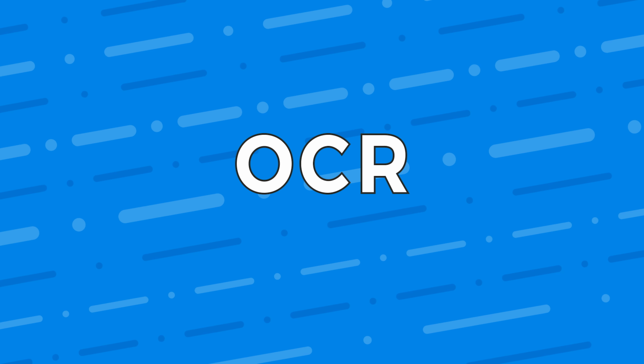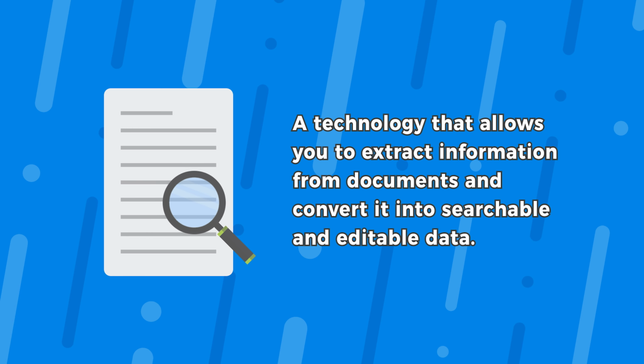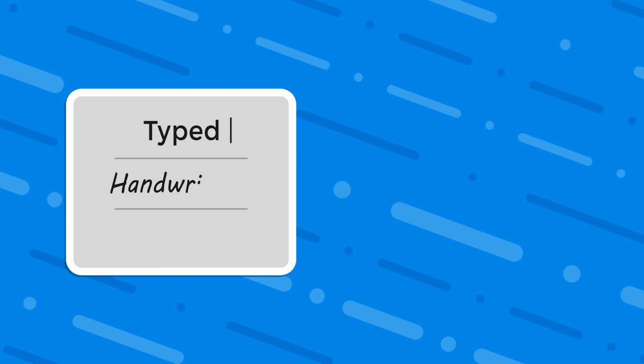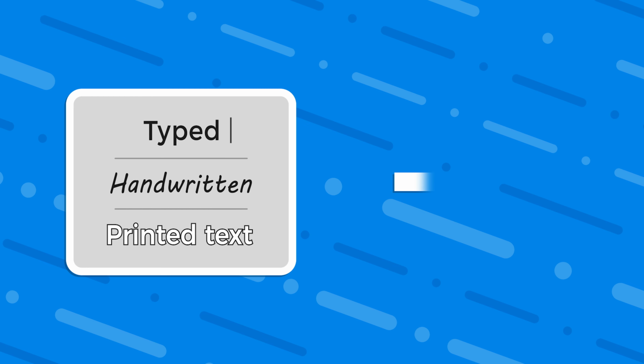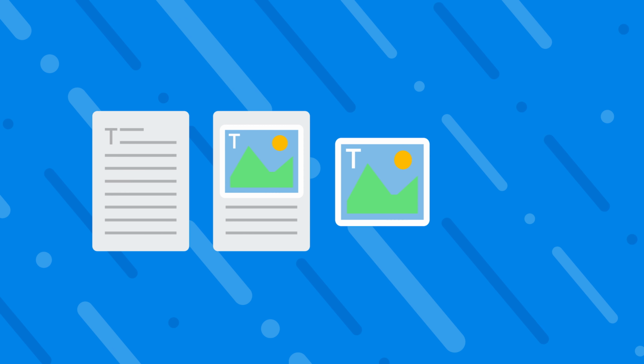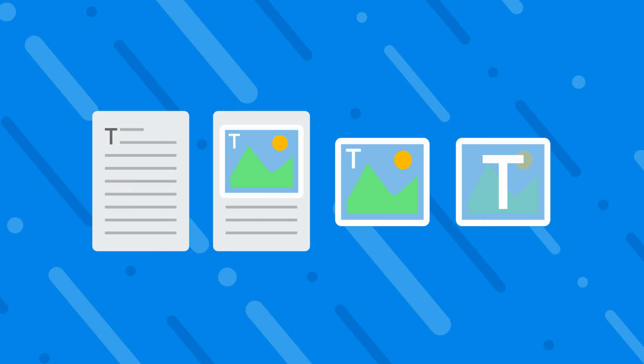Today I'm going to tell you what OCR or optical character recognition is. A technology that allows you to extract information from documents and convert it into searchable and editable data. OCR is the electronic or mechanical conversion of images of typed, handwritten, or printed text into machine-encoded text. Whether from a scanned document, a photo of a document, a scene photo, or subtitled text superimposed on an image.